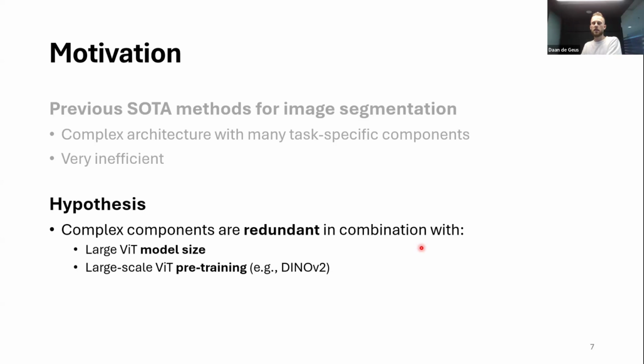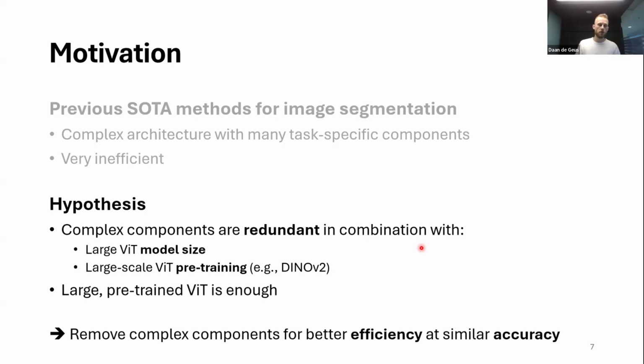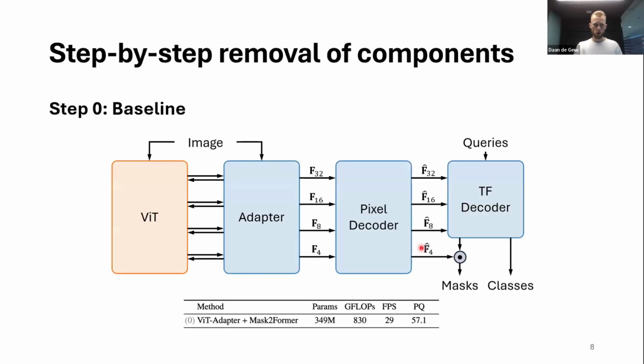It no longer needs these additional components. So in other words, we think that a large pre-trained vision transformer is sufficient to do image segmentation. So what we do is exactly that. We take this state-of-the-art method, and we gradually remove these complex components to improve the efficiency, while of course attempting to keep the accuracy as similar as possible to the baseline that we have.